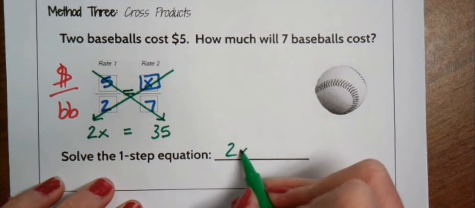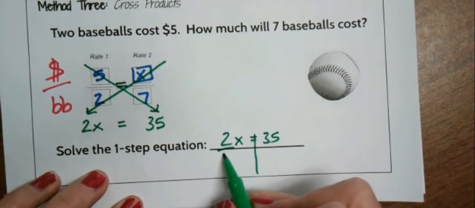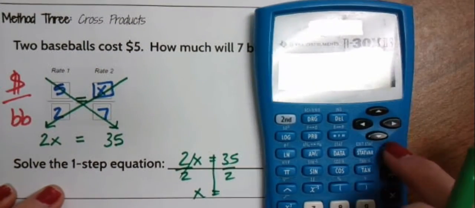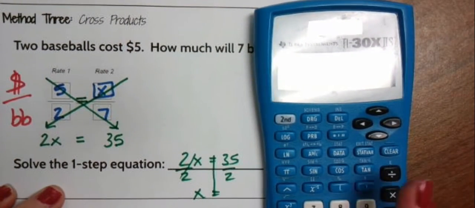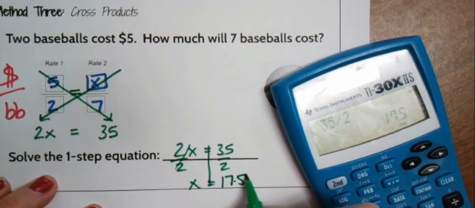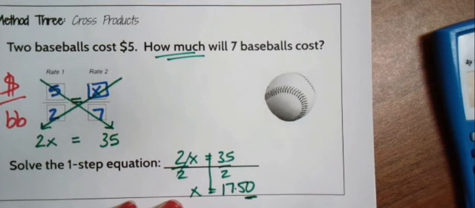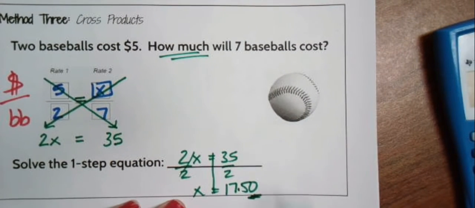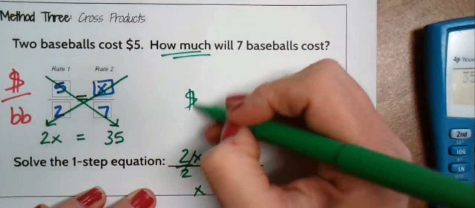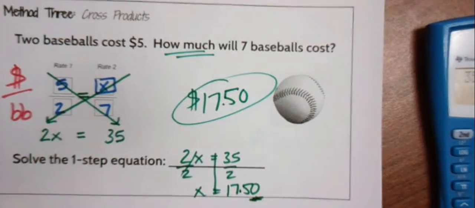If you want to, you can write it right here on this line. Let's solve the one-step equation. We're going to divide by 2, and we get x equals 35 divided by 2. I bet you know what that is. 17 and a half. Yeah, it is 17.5. But remember, this is money. So we want to go 17.50, even though our calculator says 17.5. Money goes out to the hundredths place. So again, I get $17.50 for the 7 baseballs.